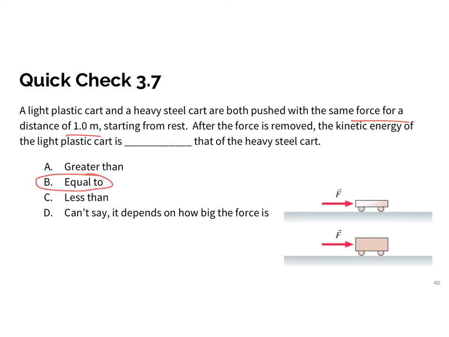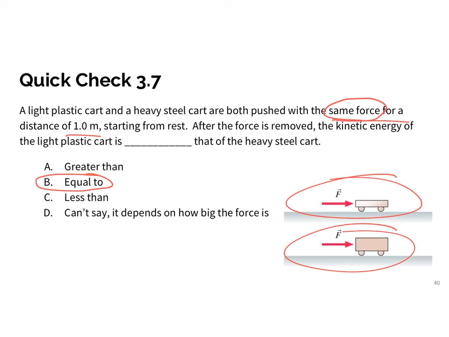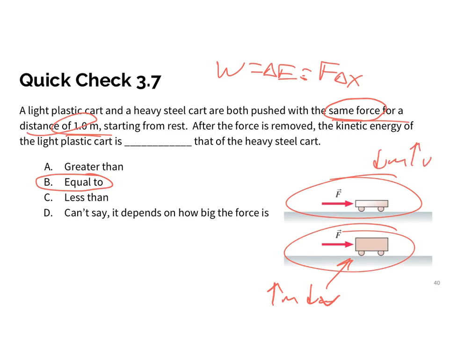And you're saying, wait a second. The heavy steel cart has the same kinetic energy as the light cart? And absolutely. They're pushed with the same force for the same distance. And work is our change in energy, which is force times distance. So yes, they get the same energy. But this one right here, higher mass, lower velocity, compared to this one, lower mass, higher velocity. But their amounts of energy are the same.